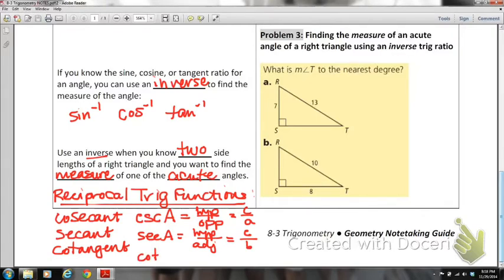Abbreviate that one, COT, cotangent of A. Normally tangent is opposite over adjacent, so the reciprocal of that will flip it and have adjacent over opposite, which in the triangle at the top of the page is going to be B over A. This will all make a lot more sense once you actually start applying these to some problems. So let's go look at the problems on the right side of the page.